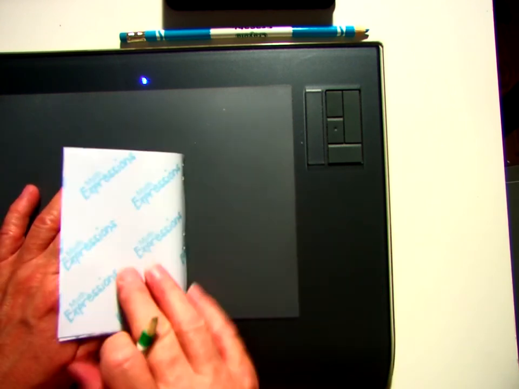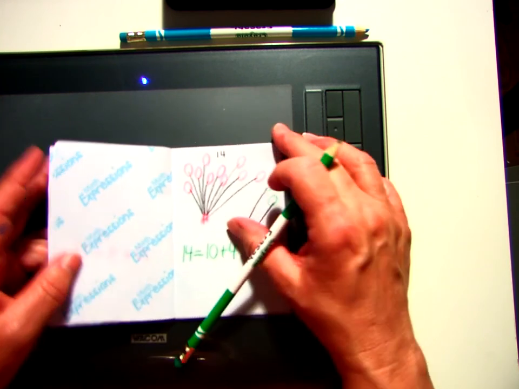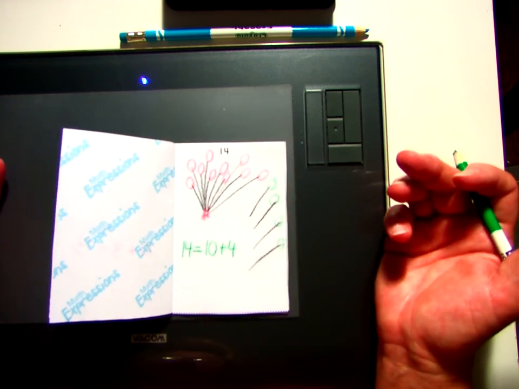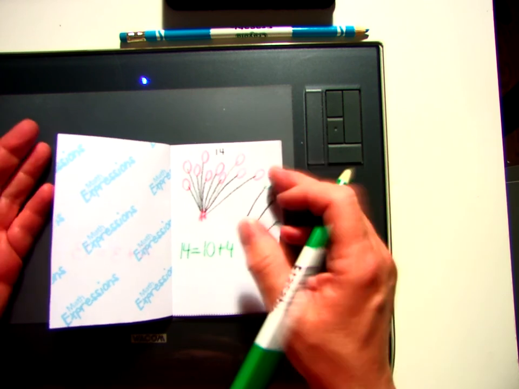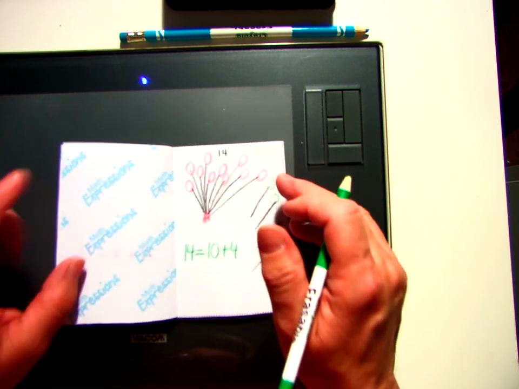And then you do it all the way up to 19. Can't wait to see what you're going to do. Please share this with me on Seesaw.